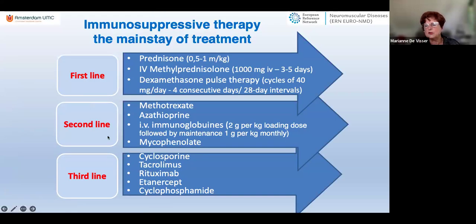These are the second line and third line medications, well-known drugs: methotrexate, azathioprine, mycophenolate mofetil, and also IVIG is considered a second line medication. I'll come back to that later. And these are the third line drugs, although some consider rituximab as a second line drug.